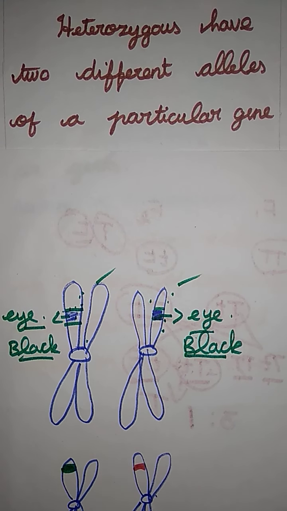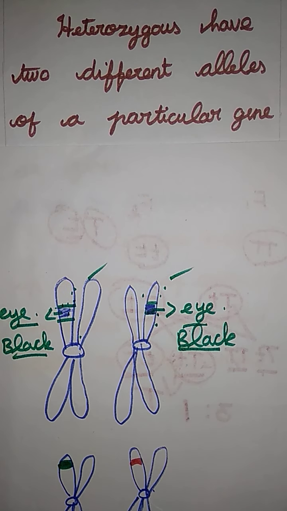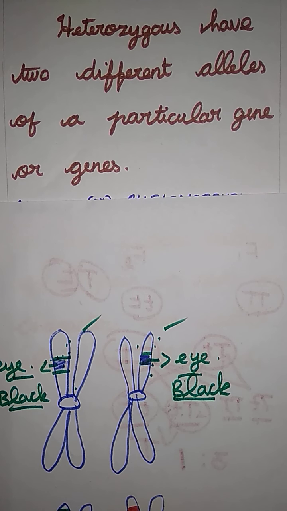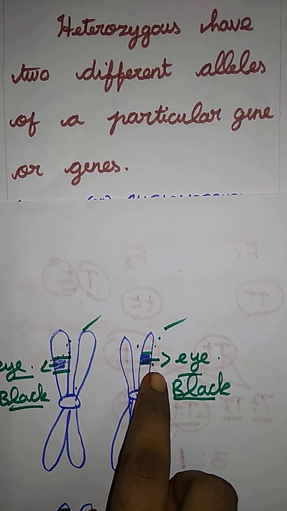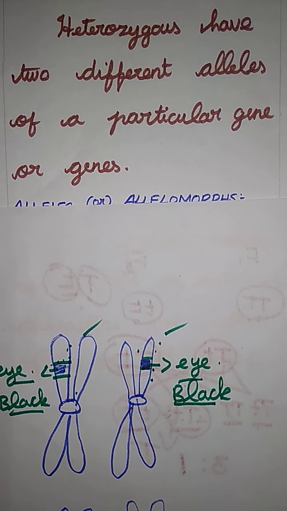of a particular gene. ஒரு particular gene-இல் two different alleles இருக்காங்க. So this is heterozygous. Heterozygous-னா two different characters of a gene are present in that. அப்போ homozygous-னா same character, that is the alleles, same alleles are present. Here different kinds of alleles are present. So that's it for homozygous and heterozygous.